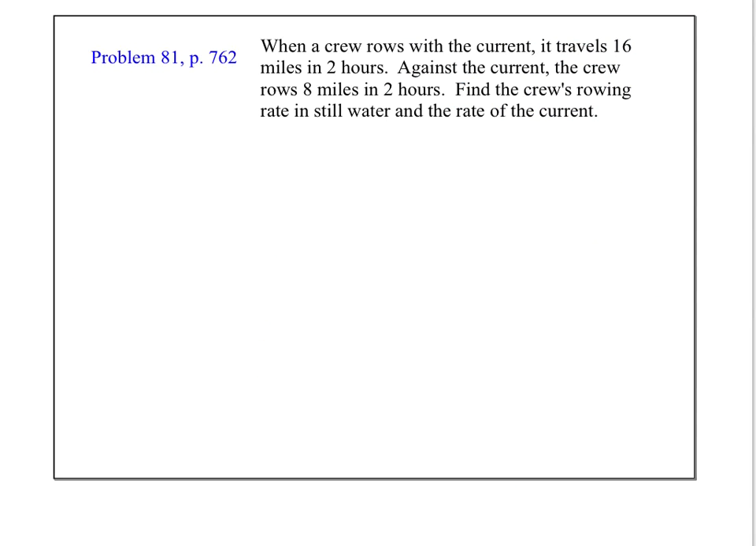Okay? When a crew rows with the current, it travels 16 miles in 2 hours. Against the current, the crew rows 8 miles in 2 hours. Find the crew's rowing rate in still water and the rate of the current. So what we're going to do is we're going to set R to being the speed of boat in still water. And then we're going to say C is the current speed.